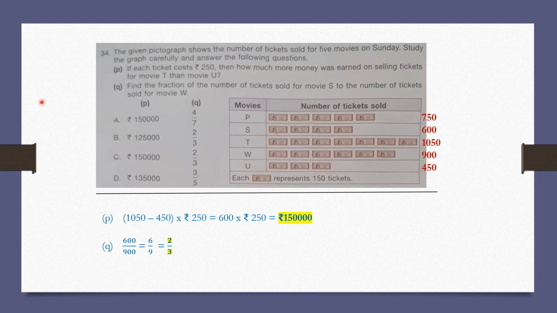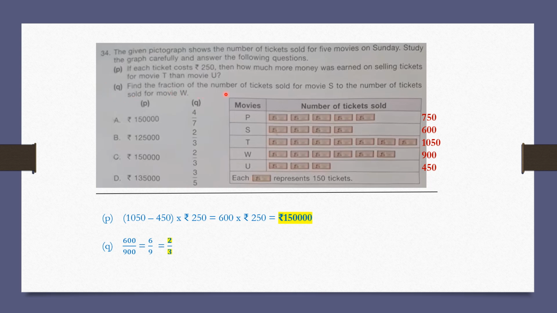Now let's see the P. If each ticket cost rupees 250, then how much more money was earned on selling tickets for movie T than movie U? So total number of tickets sold for T is 1050 and for U is 450. So we subtract 450 from 1050 and multiply by 250. So we get rupees 1,50,000. Now let's see Q.